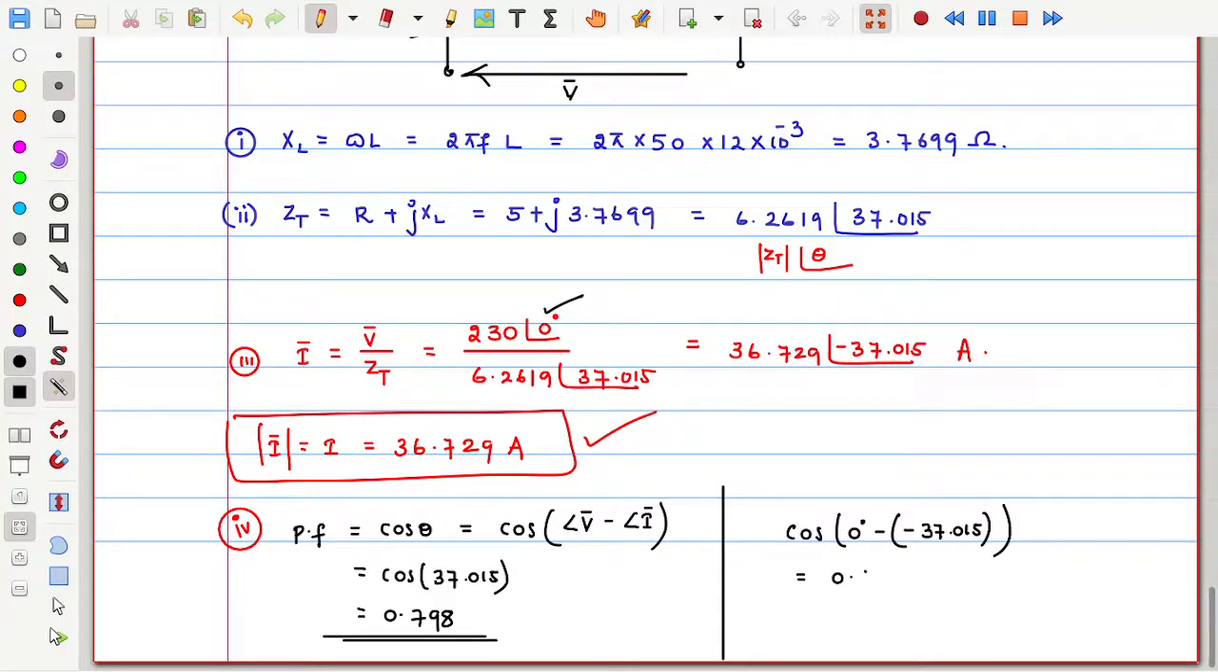So it doesn't matter which methodology you choose, you will get the same power factor. If you know the impedance and its angle, cos of that angle is the power factor. If you don't know the impedance but you know the voltage and current and their angles, take the angular difference of voltage and current and take the cos. You will get the power factor. In this way, we can find the various things required in AC circuits.